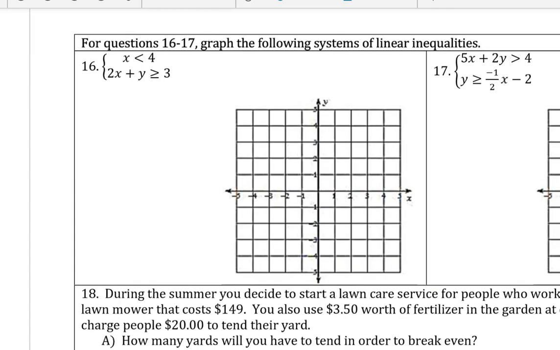Looking here at our system, x is less than 4, so x equals 4 gives me this nice dashed line. And then for this one, if I solve for y, I'd have y is greater than or equal to negative 2x plus 3. I'm just going to make that blue. So my blue one, I'm at positive 3, down 2 over 1. I'm just going to go ahead and throw a few more in here just for accuracy. And that's a solid line.